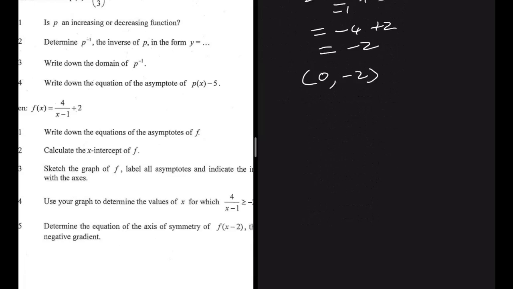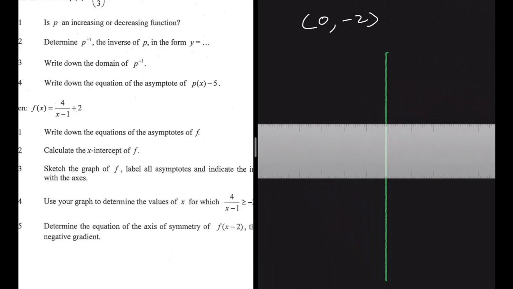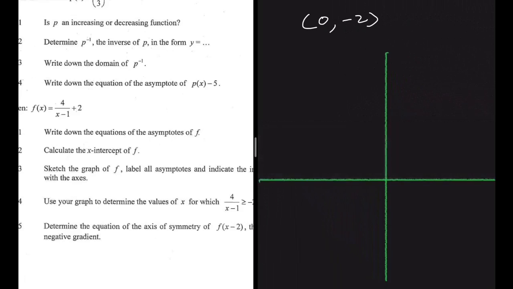Let's go ahead and do that. So we need our axes, obviously, right? We cannot have it any other way. So there goes our y-axis and there goes our x-axis. The first thing we want to do is put in our asymptotes, right? So let's just say this is 1, 2, 3, and then this can be minus 1, minus 2, minus 3. And then again for the y-axis, 1, 2, 3, minus 1, minus 2, and minus 3.